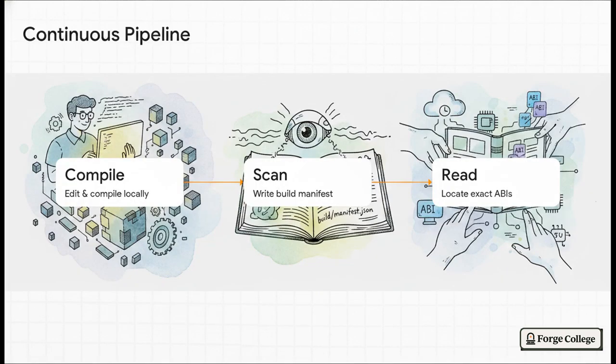And here is how that all flows together in a continuous pipeline. Step 1, you edit and compile your smart contract locally. Step 2, your custom script automatically scans those newly generated artifacts and writes them straight into a nice, clean build/manifest.json file. Step 3, your CI pipeline and your local test harnesses, they just read that manifest. They use it to instantly locate the exact ABIs they need to construct contract factories, verify fingerprints, and run deployment helpers. It is perfectly seamless.